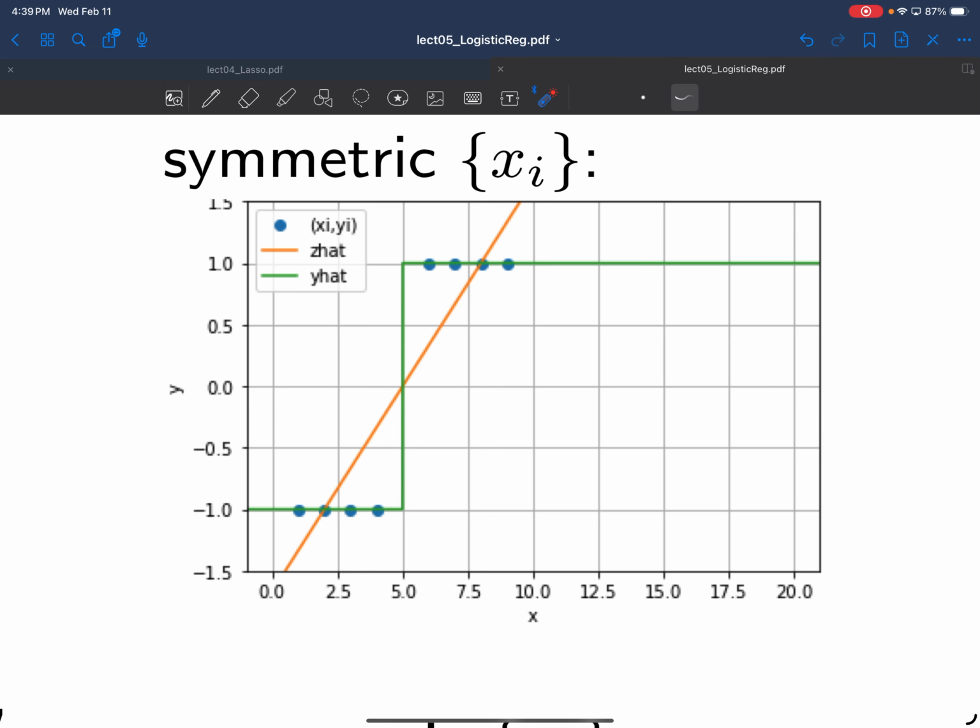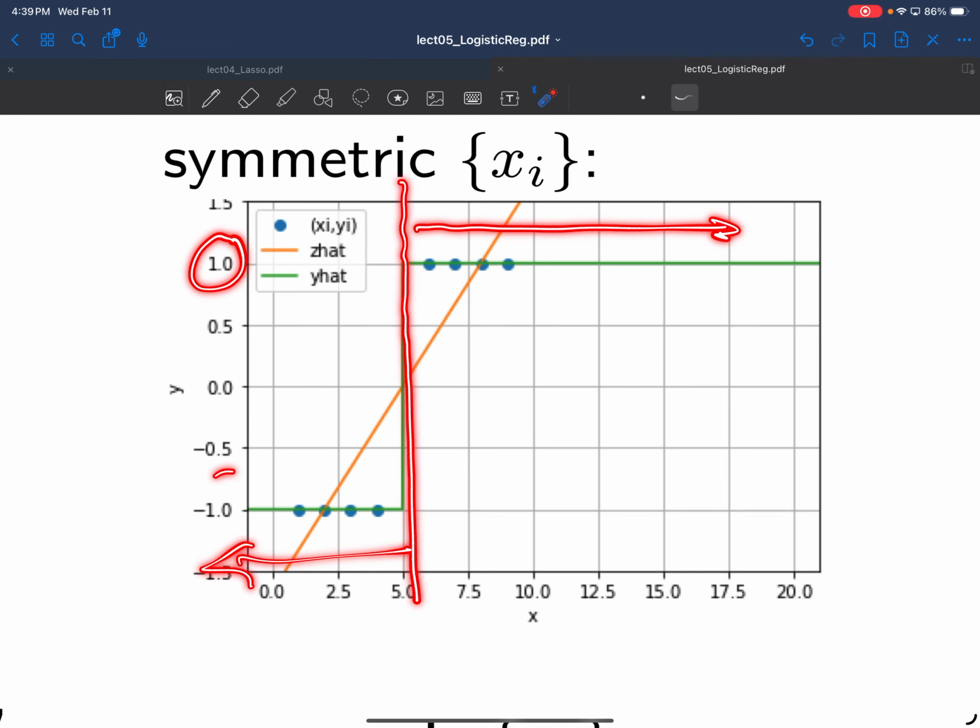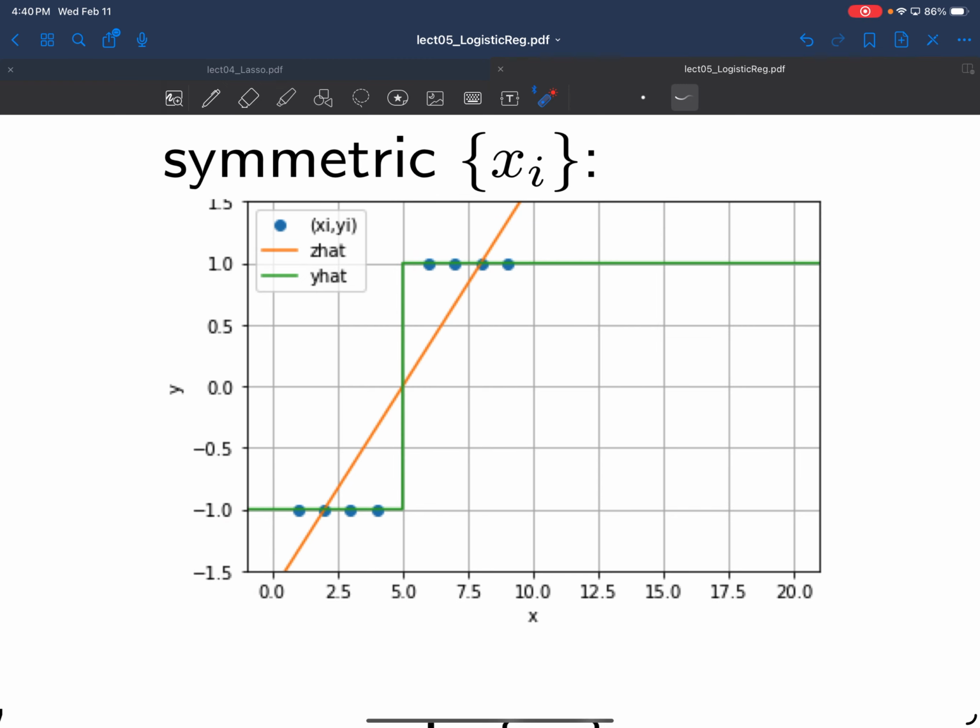It seems like I could just put a threshold in the middle there, and if my feature is to the right of that line, let's say 5, then I would guess 1, and if it's to the left, I would guess -1, right? So that's pretty simple.